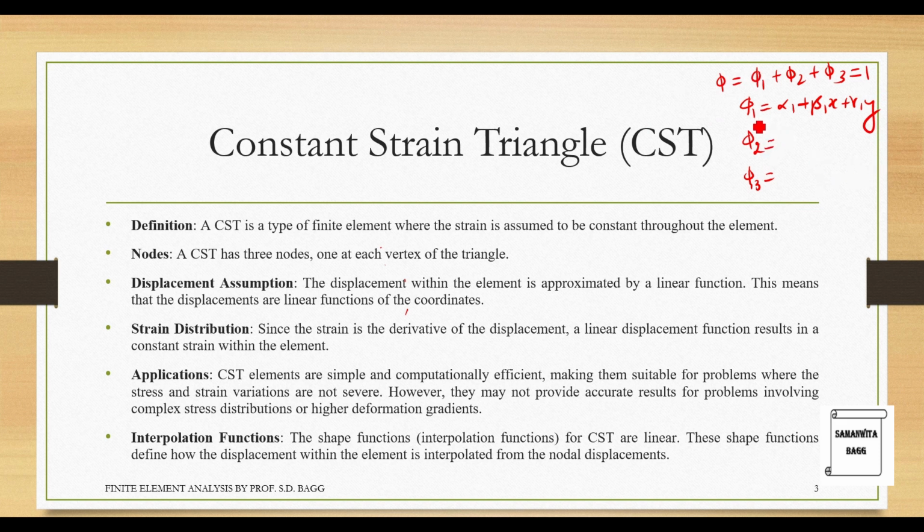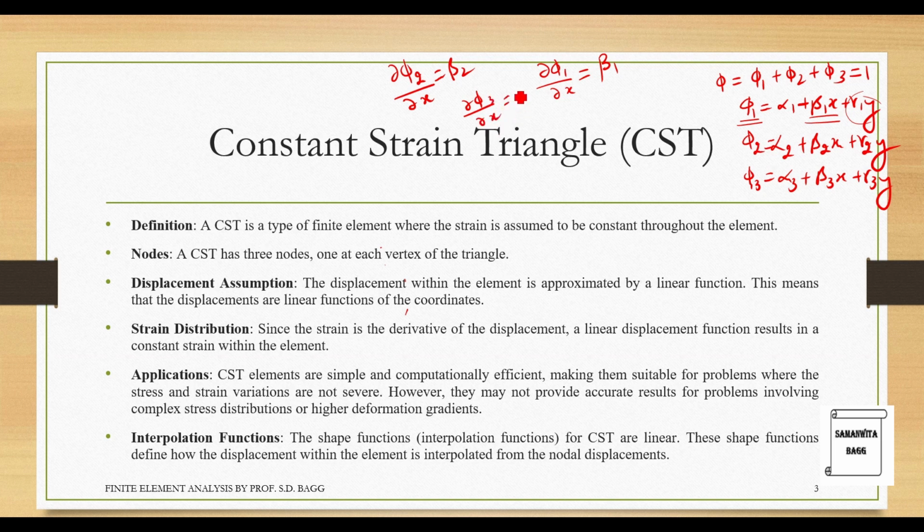So when I talk about strain, this will be dou phi1. Say if I am differentiating with respect to x, this term will be 0, this term will be 0. So what remains is only this, so the answer will be beta 1. This value is alpha 2 plus beta 2x plus gamma 2y, and this is alpha 3 plus beta 3x plus gamma 3y. So when I calculate dou phi 2 with respect to dou x, the answer is beta 2. When I say dou phi 3 with respect to dou x, it is beta 3. So you can see here these are just constant values.